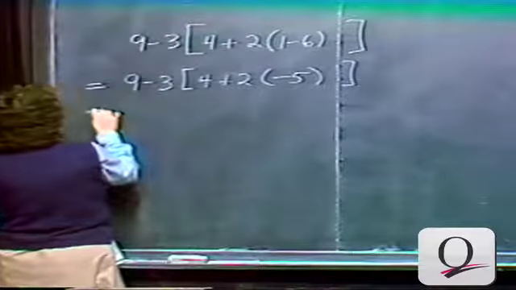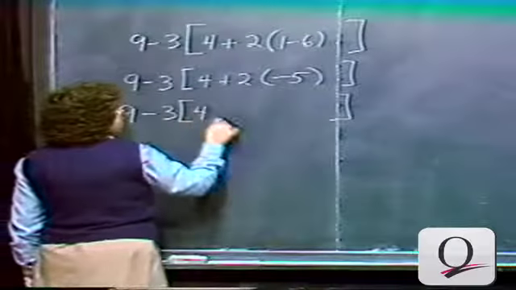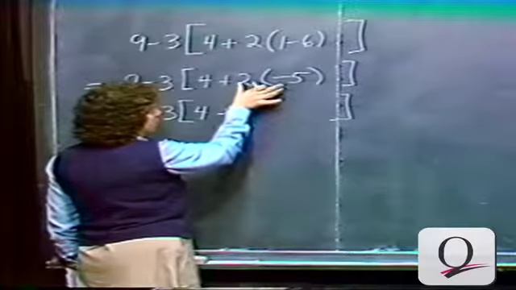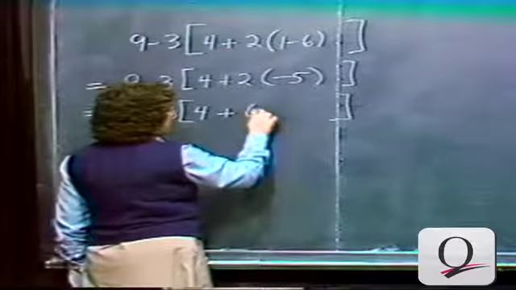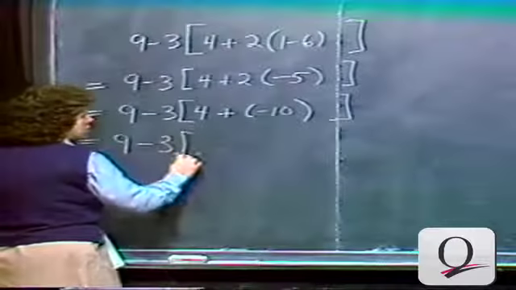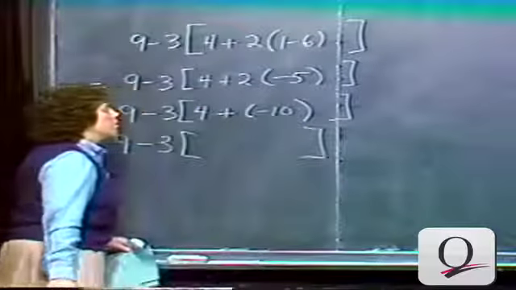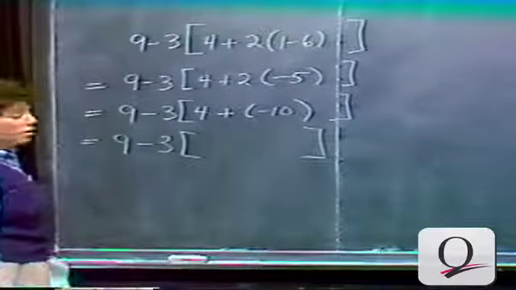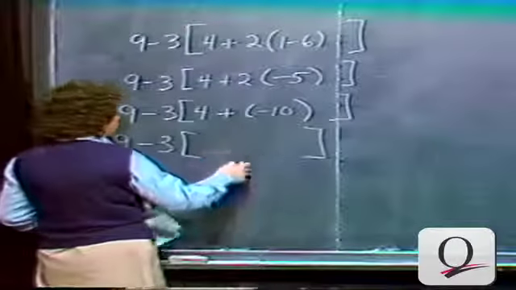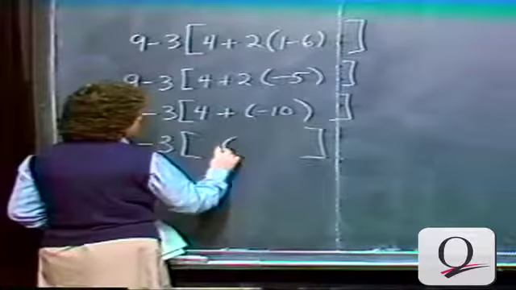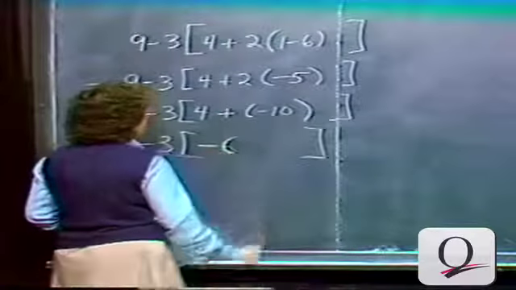Okay, now we're going to worry about what's in the larger grouping symbol. Once again, we have to use order of operations even in the grouping symbol. 4 plus, now 2 times minus 5 is a minus 10. Still simplifying in this larger grouping symbol, a plus 4 and a minus 10, adding signed numbers, gives us 10 take away 4 is 6 with a minus sign in front.